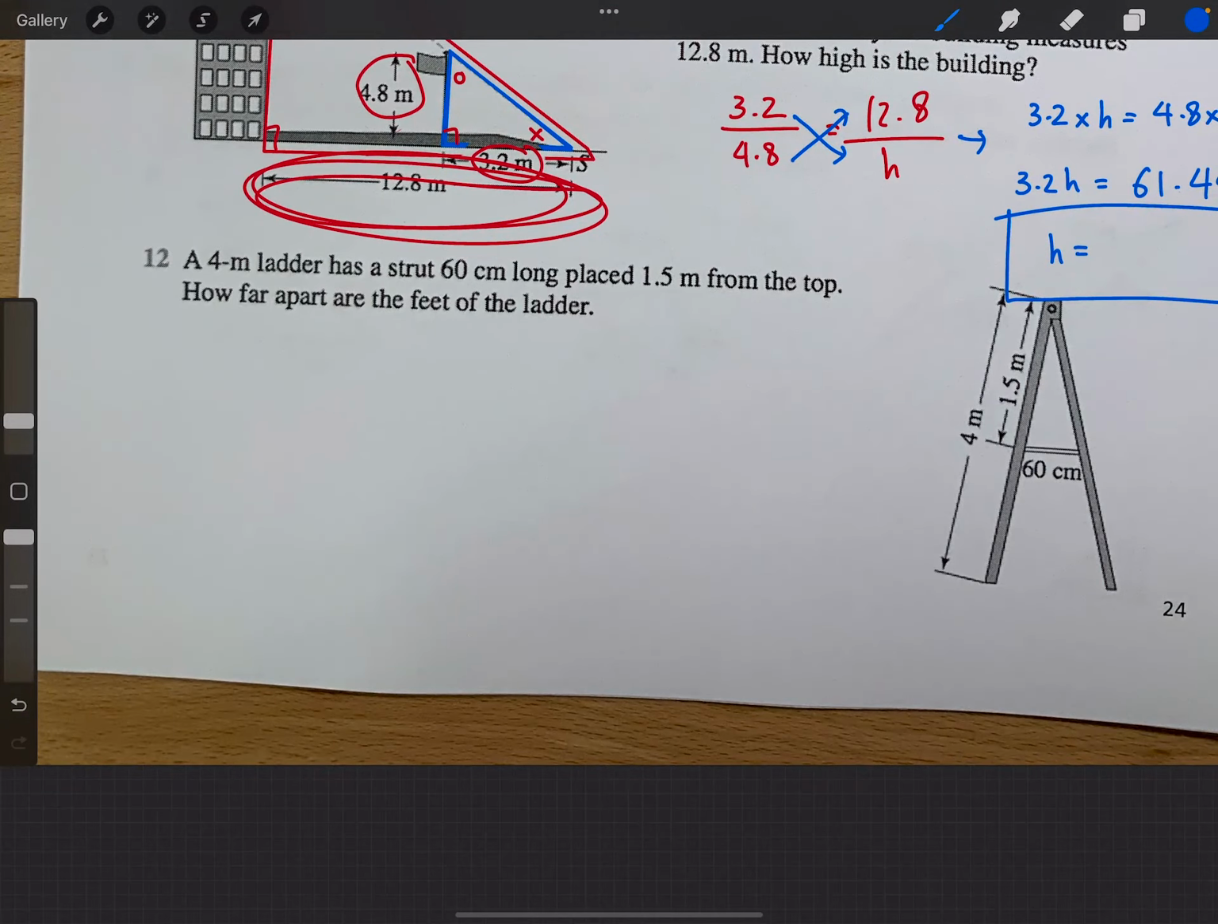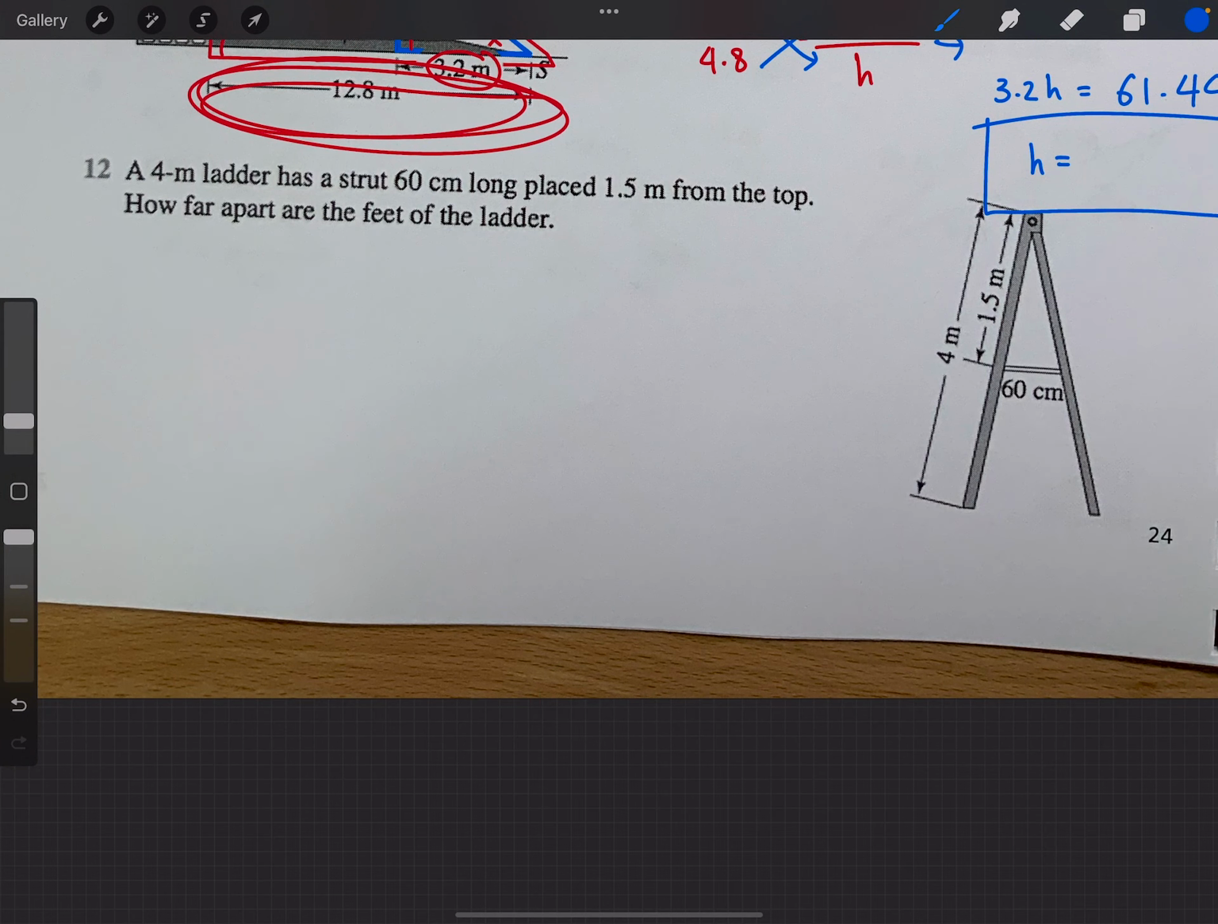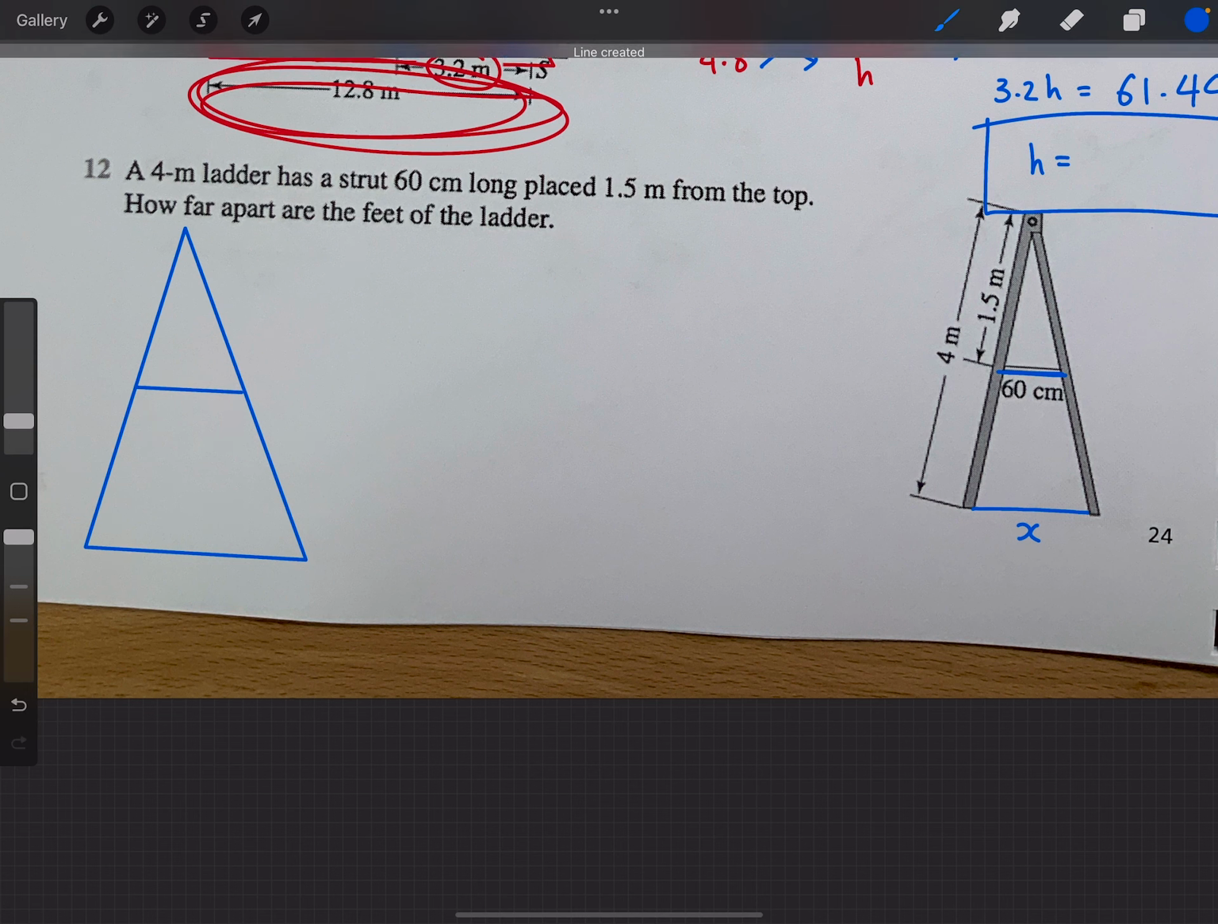Another situation where we're using similar triangles to work out. Here we go. Question 12. A 4-meter ladder has a strut 60 centimeters long. So the strut is the middle part here, and it's 1.5 meters from the top. How far apart are the feet of the ladder? So the question is, what is this length here? Let's call it X. So you've got two triangles. I'm going to redraw this triangle. That's the ladder. The strut is parallel to the floor, obviously.